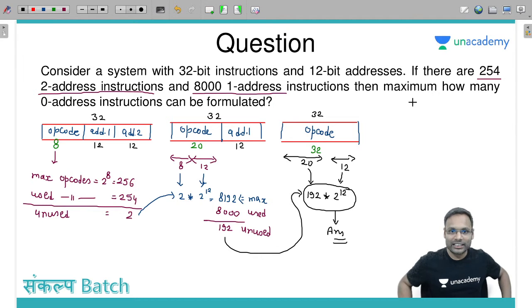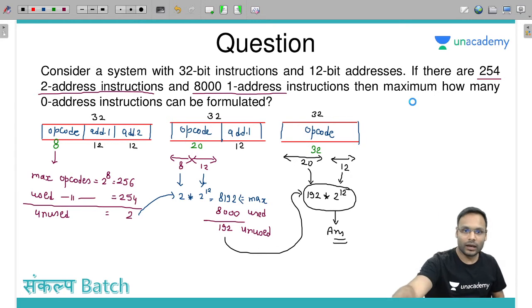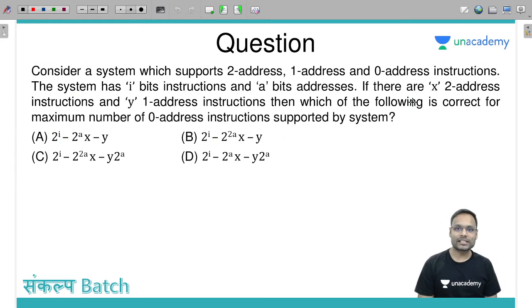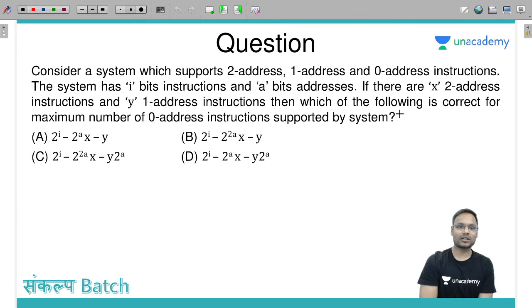Got it? Understood that? Okay, fine. Let's move ahead to the next question. The same thing which I gave in terms of values, now I have given in terms of variables. Now this particular thing you will have to solve.